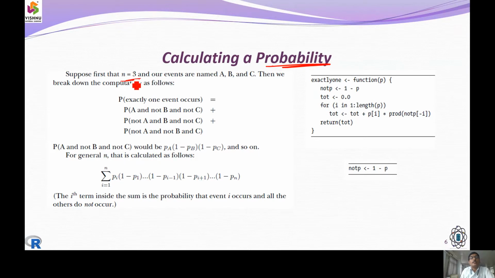Suppose we have n equals 3 and our events are named A, B and C. So how are we going to build it up? The probability of chances A and not B and not C, that is A, B complement and C complement. Then not A and B and not C. So it is like this.